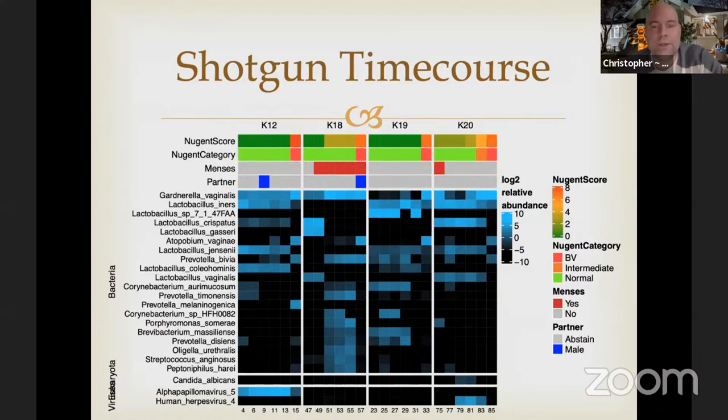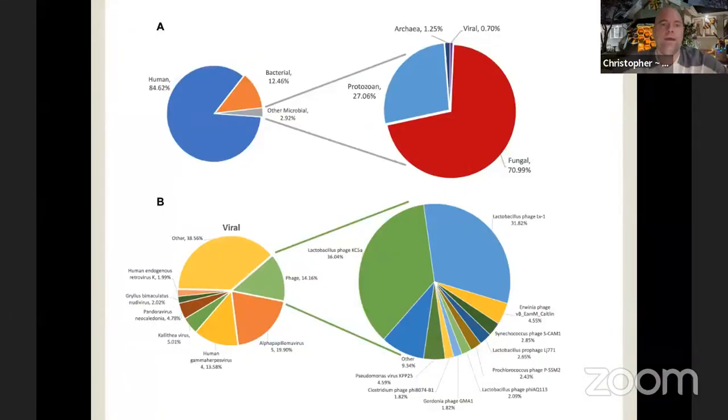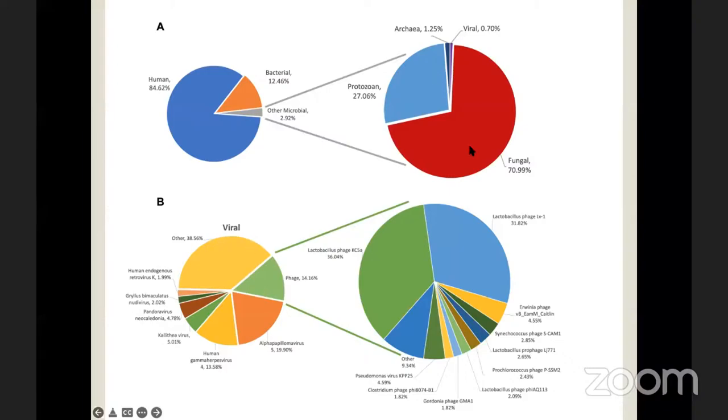And we actually did this on three other subjects, which I don't have time to show you the data for, but this method allows us to not only look at the bacterial communities, but we also were able to find that there's a little bit of fungal Candida albicans that shows up in one of our subjects. And then there's also some viral sequences. So alpha papillomavirus is present in subject K12, and human herpesvirus 4 is present in subject K20. And these are things that you don't find with 16S ribosomal RNA sequencing.